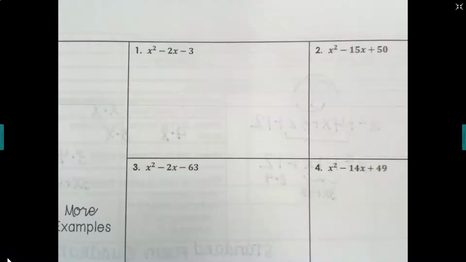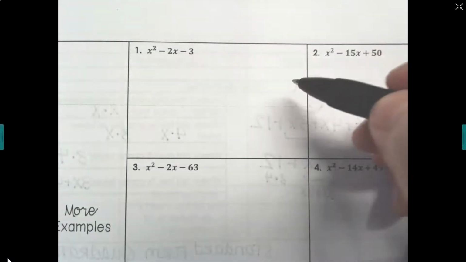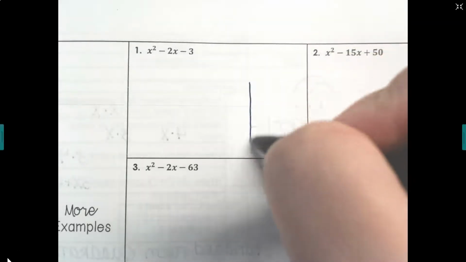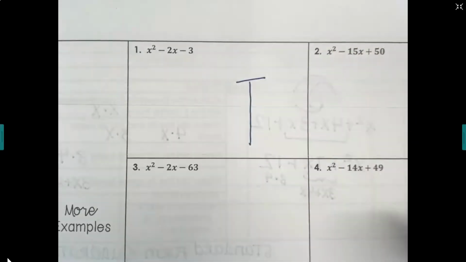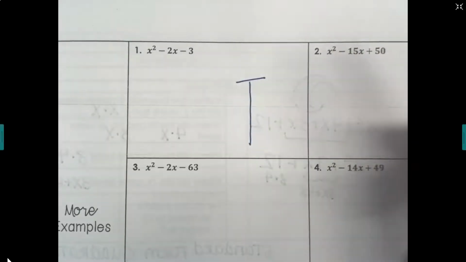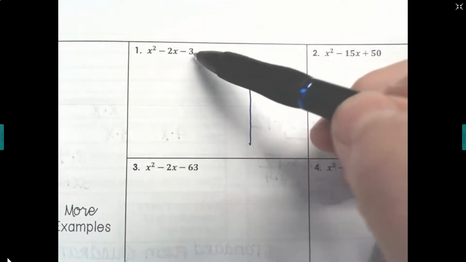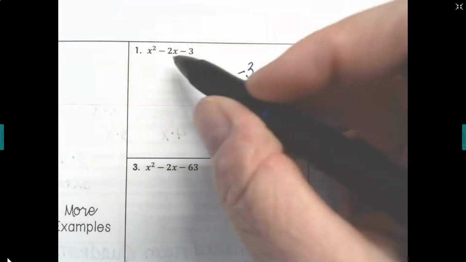All right, so number 1 on the back, let's try this again. Normally this is what a problem would look like. There'd be a node table set up for you ahead of time. We'll just draw our own. They're very simple to make. And so we want to find what multiplies to negative 3, but adds to negative 2.